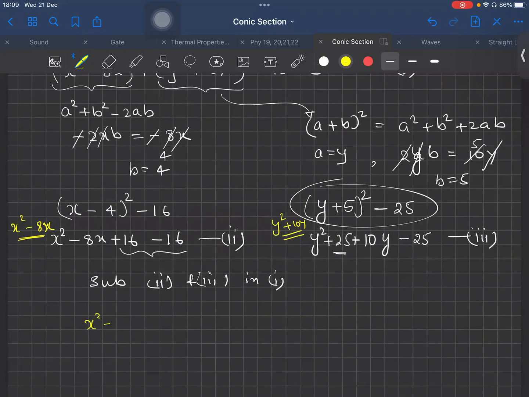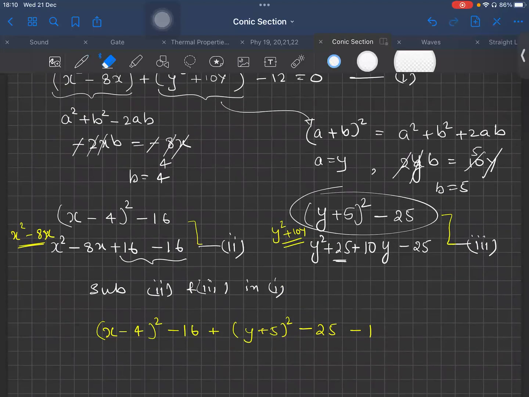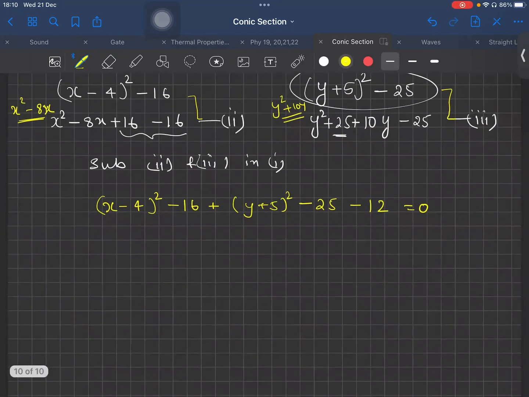So you can write x square minus 8x. This is equation number 2, and this is your equation number 3. Okay, so you can write (x minus 4) whole square minus 16 plus (y plus 5) whole square minus 25 minus 12 is equal to 0, right? So you can write this as (x minus 4) whole square plus (y plus 5) whole square, and this together, 25 plus 12 plus 16 is how much?